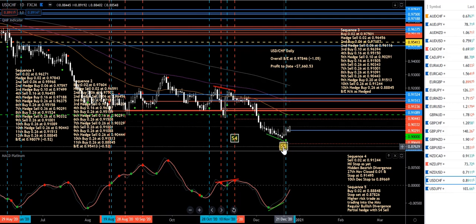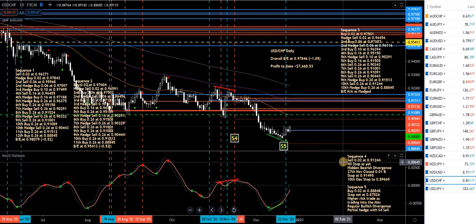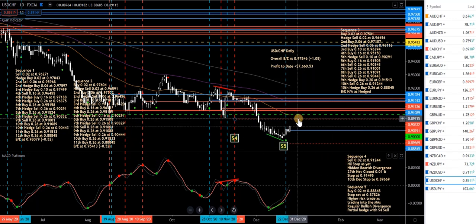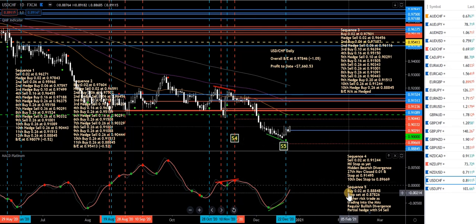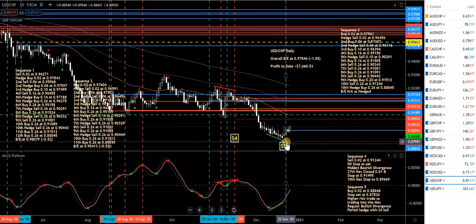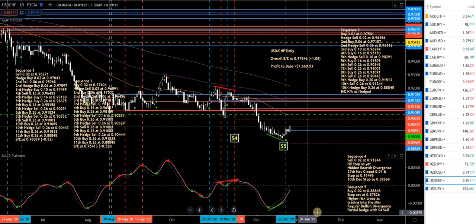So sequence 5 is the last trade. Well, we'll start with sequence 4. You can read my notes here. Sequence 4 is a sell, and it's got a stop in place. So no drama. I've locked in a bit of profit there, which is good. Sequence 5 is this buy in here a couple of days ago. It's got a stop in place. You can read the notes there. Partial hedge with the sequence 4 sell. So that's okay.